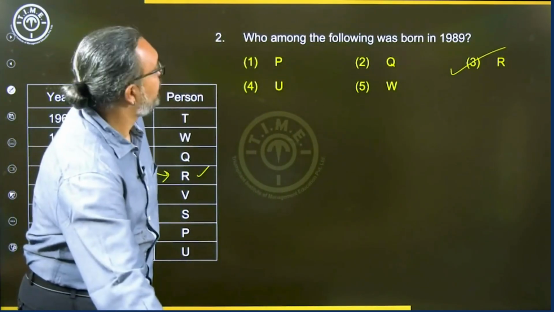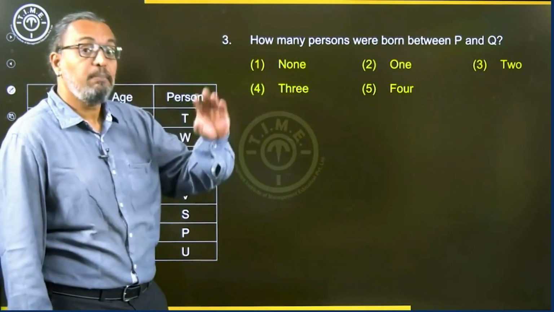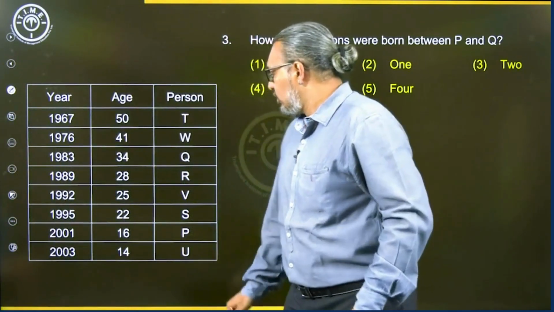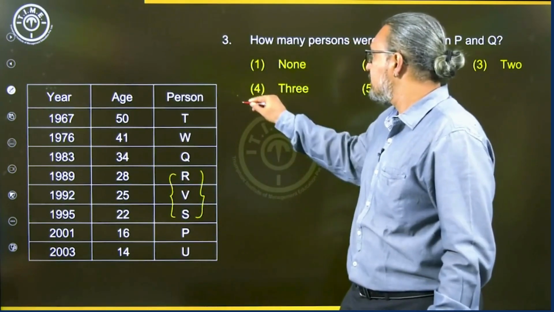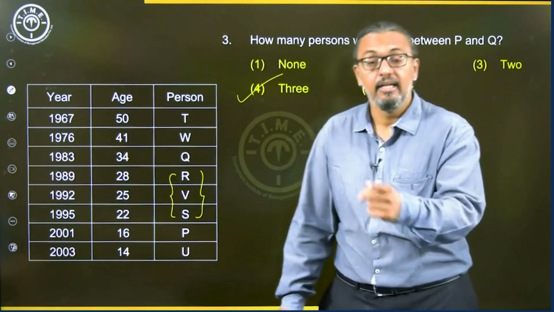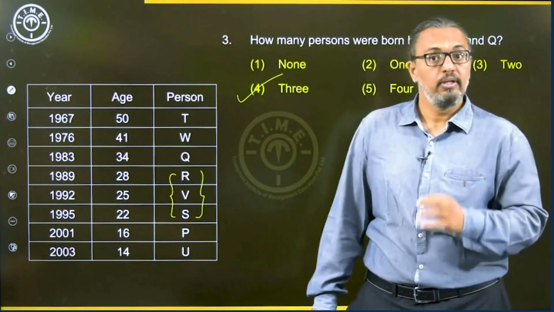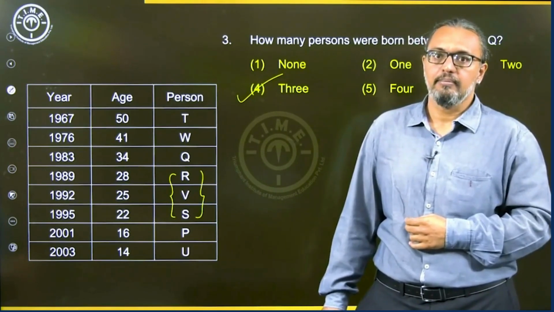Then, how many persons were born between P and Q? Now, between P and Q, how many persons were born? You have 3. And that is there in choice 4. See, the answer is 3. But it is given in option 4. Be very careful when you are marking.